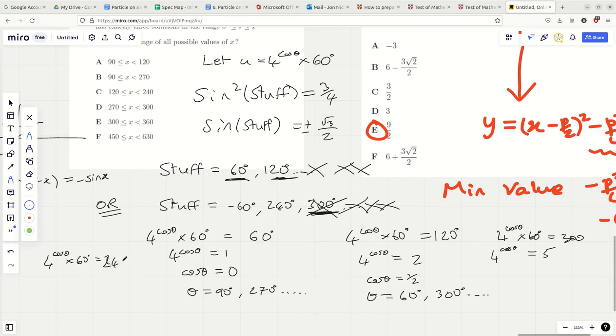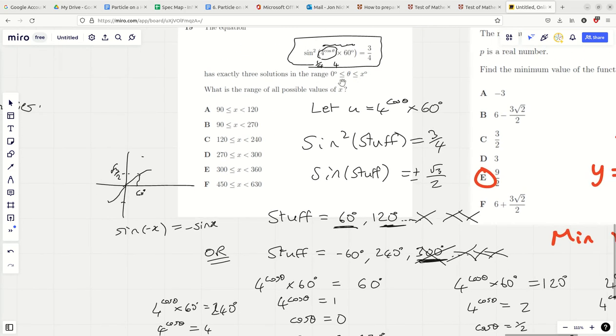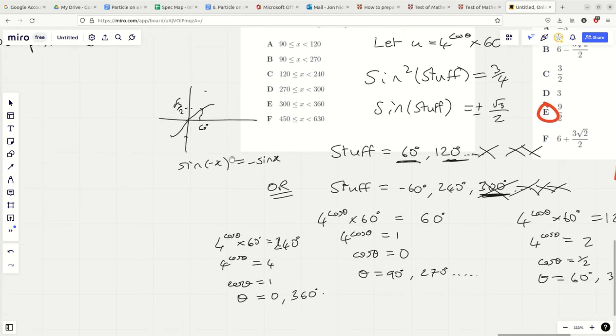Well, this does give us a solution because you're going to get 4 to the cos theta equals 4, and that means that cos theta must equal 1. Where does cos equal 1? Well, theta is 0 or 360. They could be certainly interesting. And what I'm actually doing is solving this equation because I figure if I can solve it, I can definitely tell you, given that it has exactly 3 solutions, what the value of x will be.